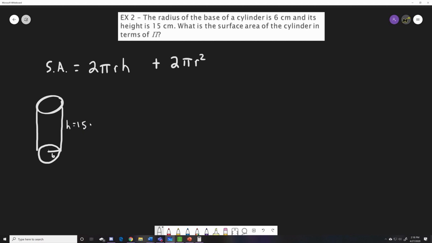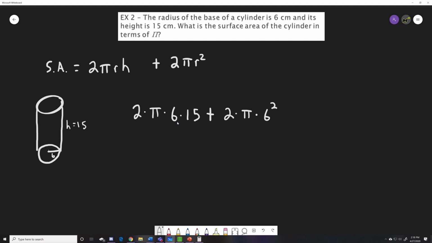What is the surface area of the cylinder in terms of pi? Okay, well, I think we have enough information just with those 2 numbers. Let's go ahead and fill it in. So here we'd say it's 2 times pi times the radius, which was 6, times the height of 15, plus 2 times pi times 6 squared. We just replaced all our r's and our h's with the numbers they gave us.